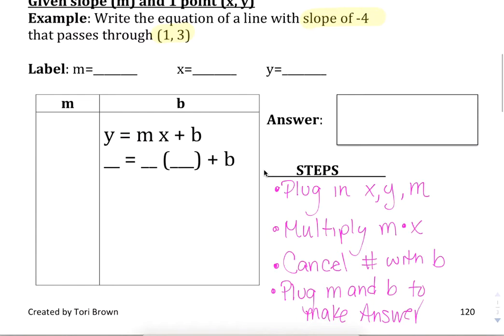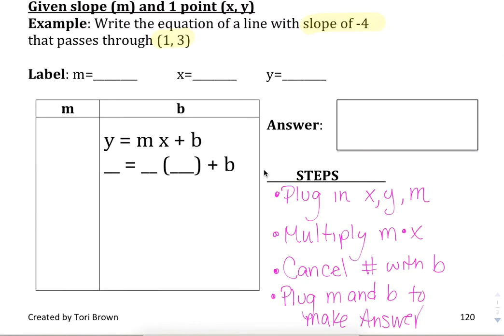In this next part, it's going to be a little more complicated. You're going to have the slope and a point, but that point's not going to be on the y-axis. So let's label what we know. Write an equation of a line with a slope of -4. Okay, so my m is -4. And it passes through the point (1, 3). Well, we know the x comes first in our point. So this point is 1, my x, and y is 3.